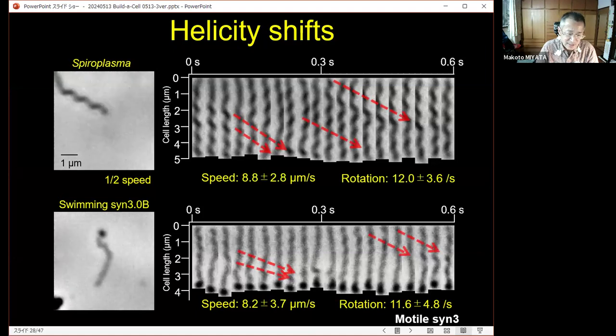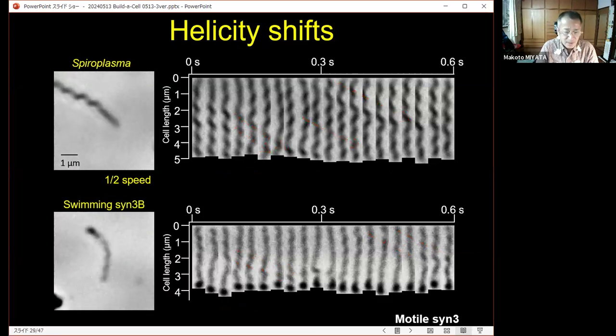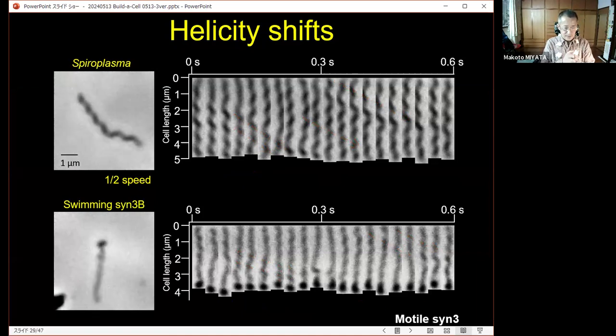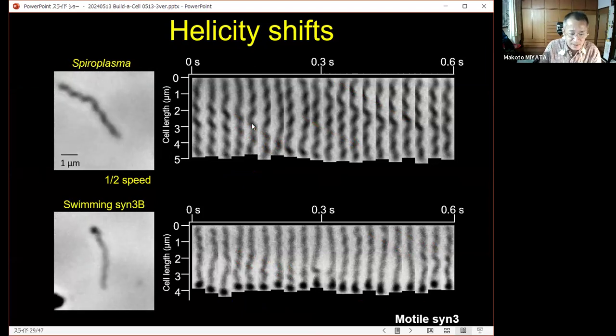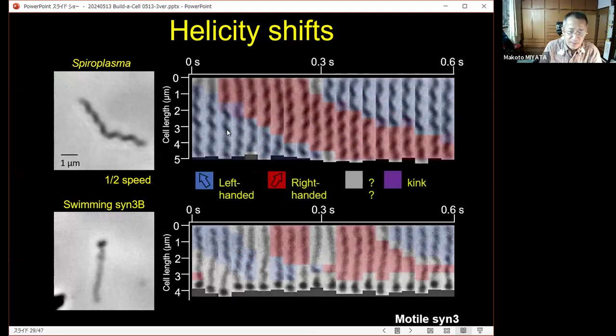So it suggests that we somehow reconstituted the healthy helicity shift swimming motility in SYN3. But you can notice that somehow it is different. We traced the right-handed position and left-handed position, and colored them like this. In spiroplasma, the helicity shift moving is very smooth and continuous. But in the swimming SYN3, it's not continuous.